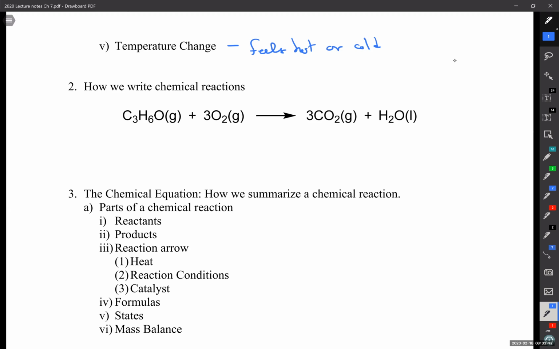So when we write a chemical reaction, we write them like this. Oh, I started balancing it. I don't think I finished it. I didn't finish it. So this is how we write our chemical reactions. And then I listed all the parts down below.